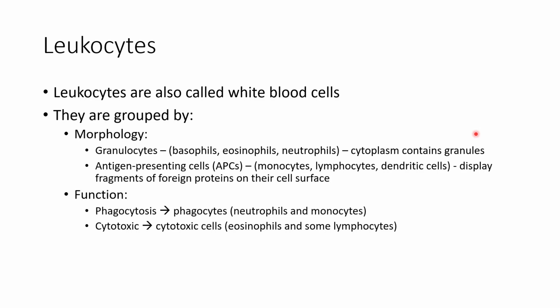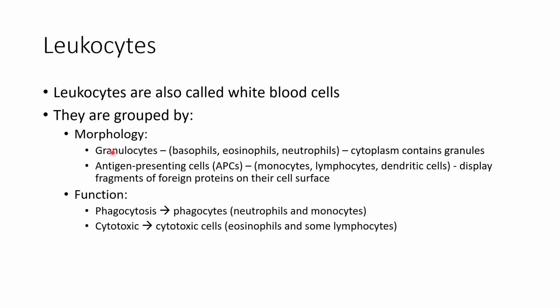That's the lymphoid tissue. I said the second part is the actual immune cells. Immune cells are called leukocytes. Sometimes we refer to them as white blood cells. We can group them by their morphology and their function. There are two main morphologies. There are the types of cells that we call granulocytes.